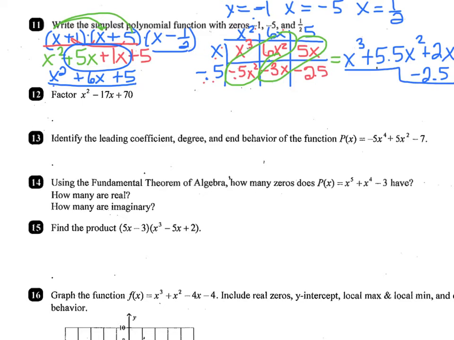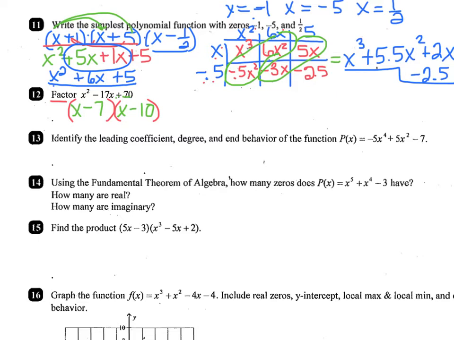Number 12. We need to factor. So we think, do we have a GCF? Nope. These three things cannot all be divided by the same thing. So we try to make two factors and find the factors of 70 that add up to -17. You know 7 and 10 will give you 17, but since it's -17, they both need to be negative. So x minus 7 and x minus 10. That way when you add them together, it's -17, and when you multiply them, it's positive 70.